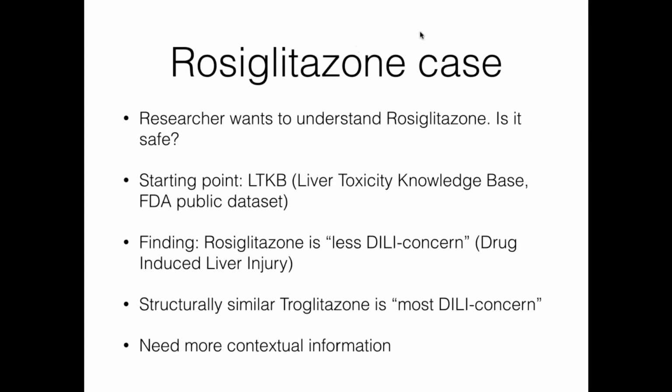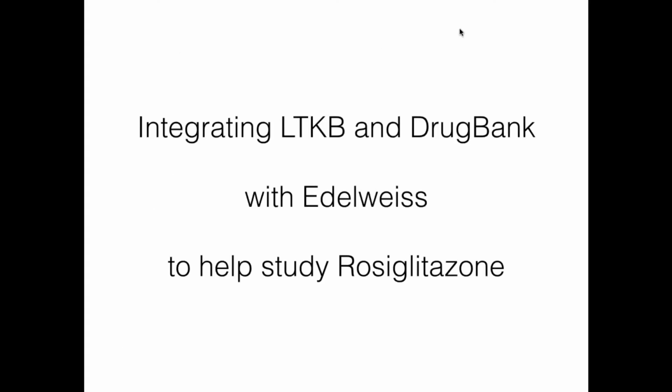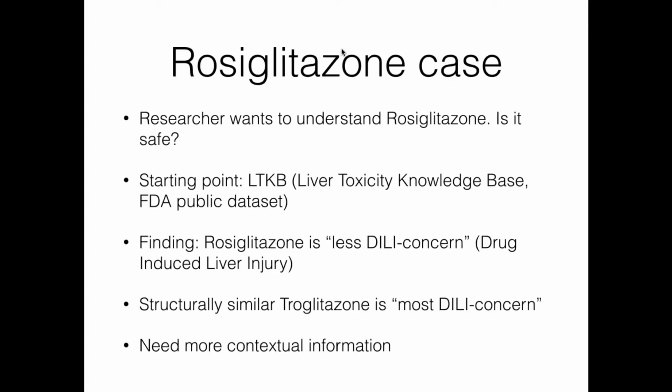So the problem that we're facing here is a researcher wants to understand Rosiglitazone. Is it a safe drug to use? And the starting point is to look at LTKB data. And when we look at Rosiglitazone in LTKB, we find Rosiglitazone is marked as less deadly concern, i.e. less drug-induced liver injury.